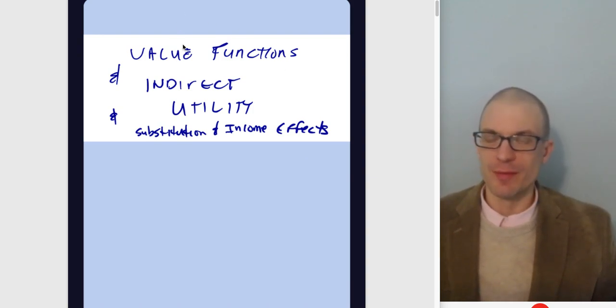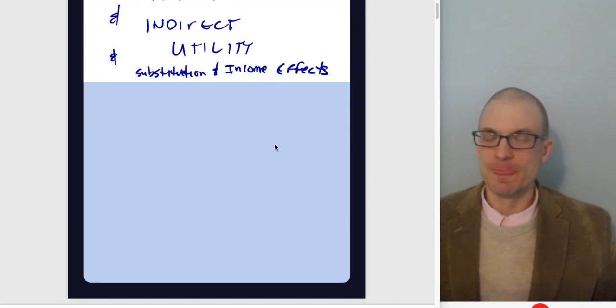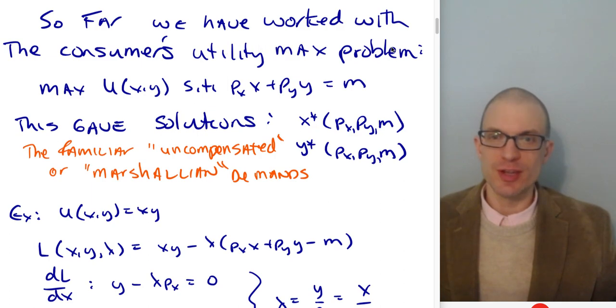So in this video, I'm going to introduce the idea of value functions, in particular the indirect utility function, and I'll talk a little bit about substitution and income effects. All right, so far we have seen the consumer's utility maximization problem, where the consumer is trying to maximize utility subject to some budget constraint with the following solutions.